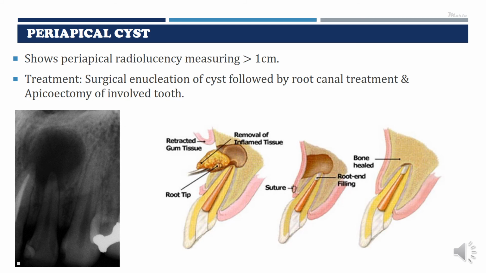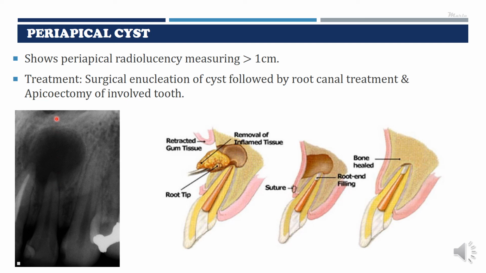Periapical cyst on radiographic evaluation will show a well-defined radiolucency like that seen for periapical granuloma. However, the difference here is that the size of the radiolucency is larger than 1 centimeter. So whenever we see a well-defined periapical radiolucency, if it is less than 1 centimeter and if the tooth is showing a dull percussion note, mild tenderness, it should be considered as a periapical granuloma.